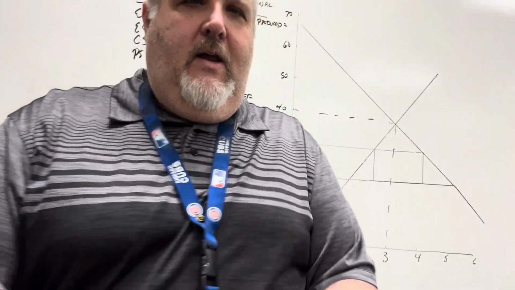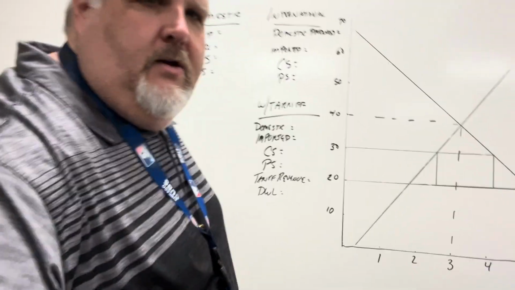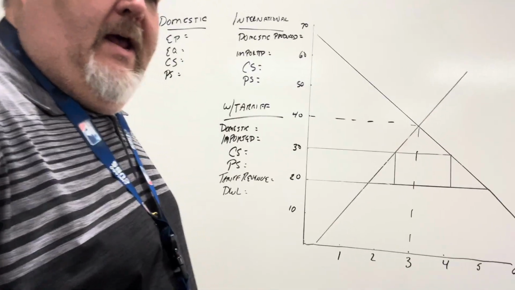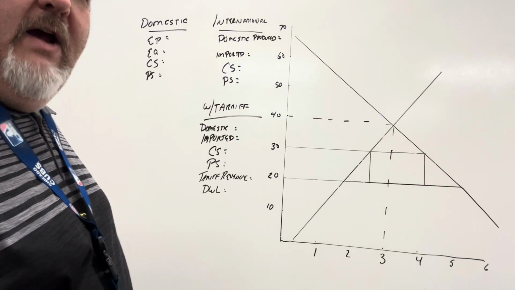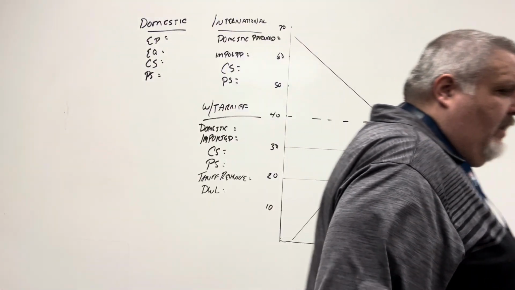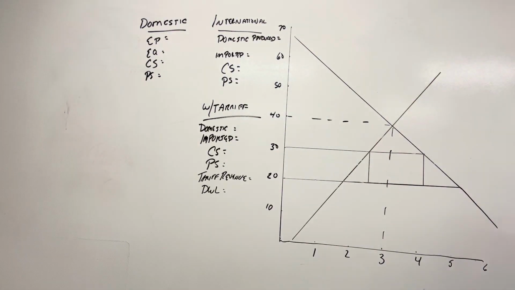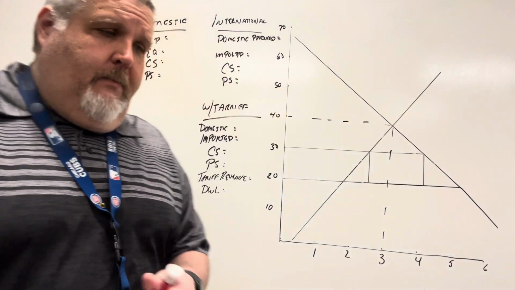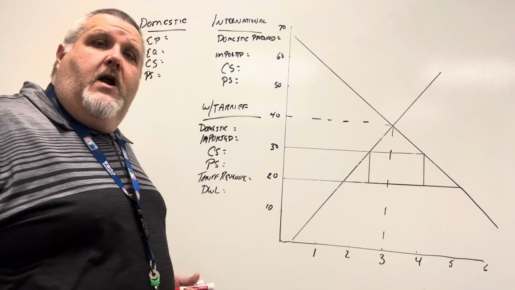Come on over here. What we're gonna do now is look at international trade. When we're looking at international trade, we have a ton of different stuff that we can see. First, we have what's going to happen domestically. So this is going to be nice and easy. This is what we already know.